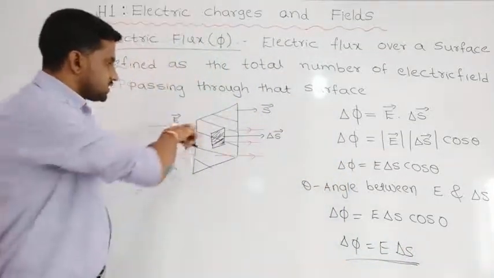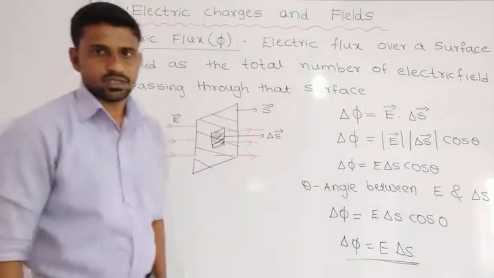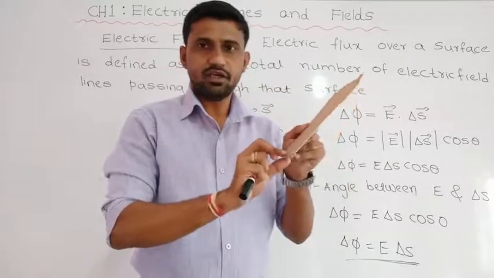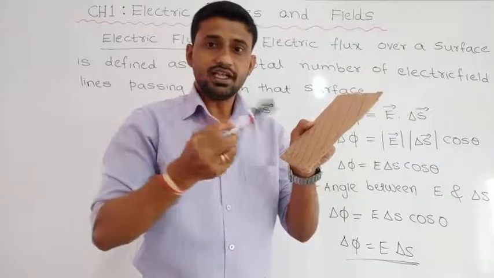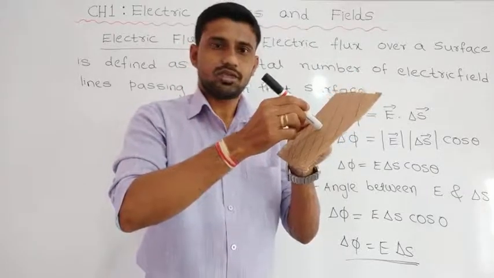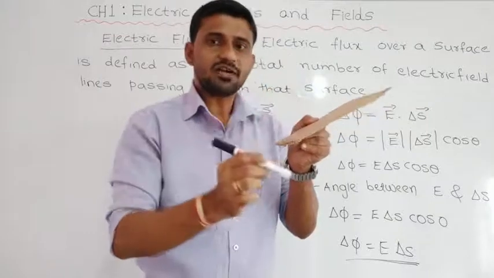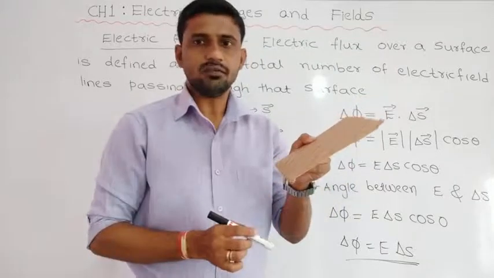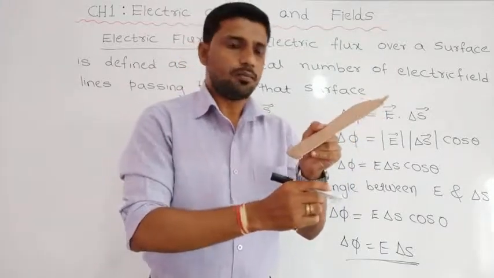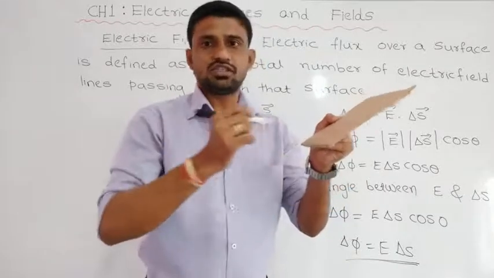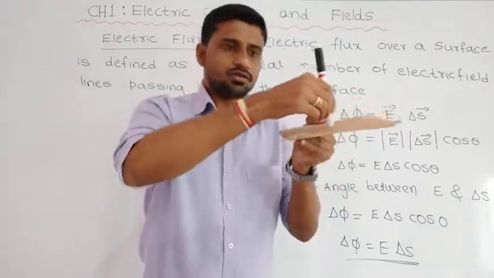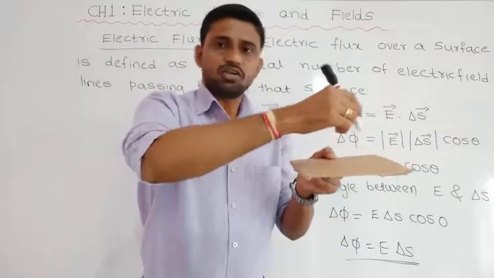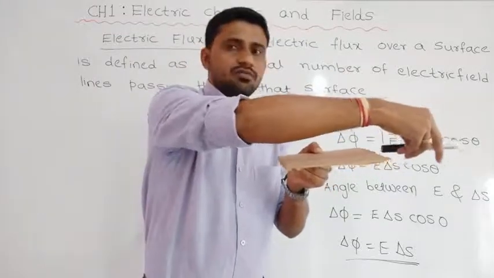This is the electric flux which is passing through this element. Understood? Suppose I tilt this surface like this, then its direction also changes like this, right? Then the electric field lines entering this surface reduce. That means there is less possibility of passage of electric field lines through this surface.